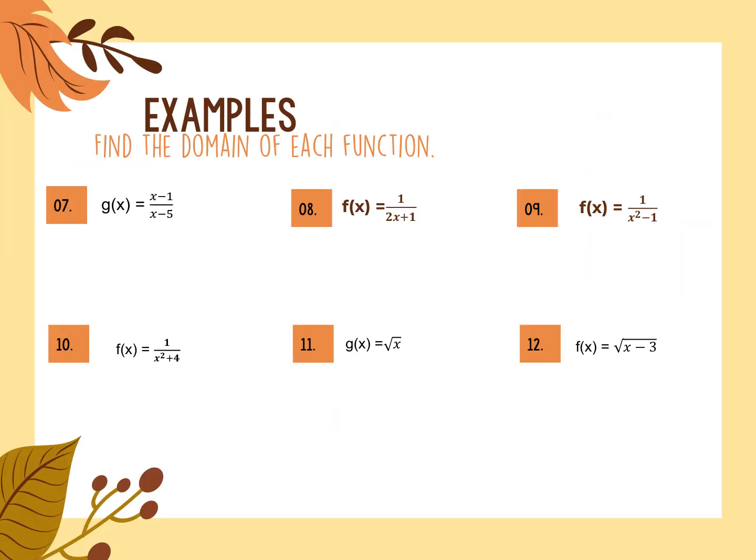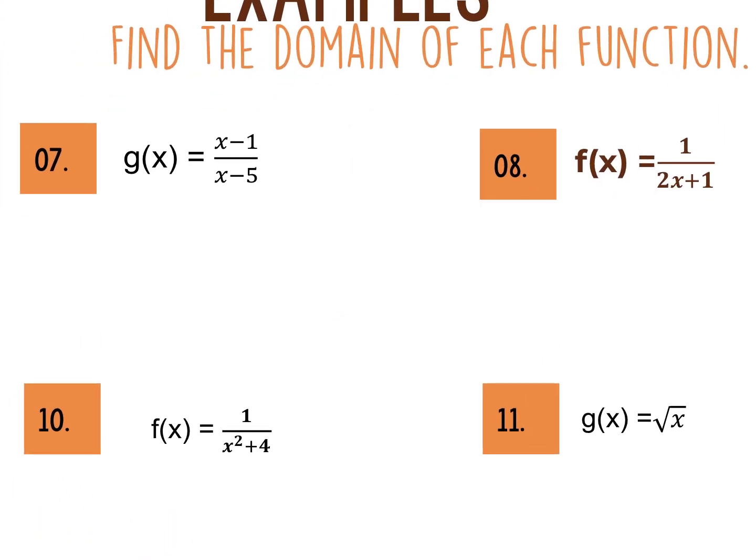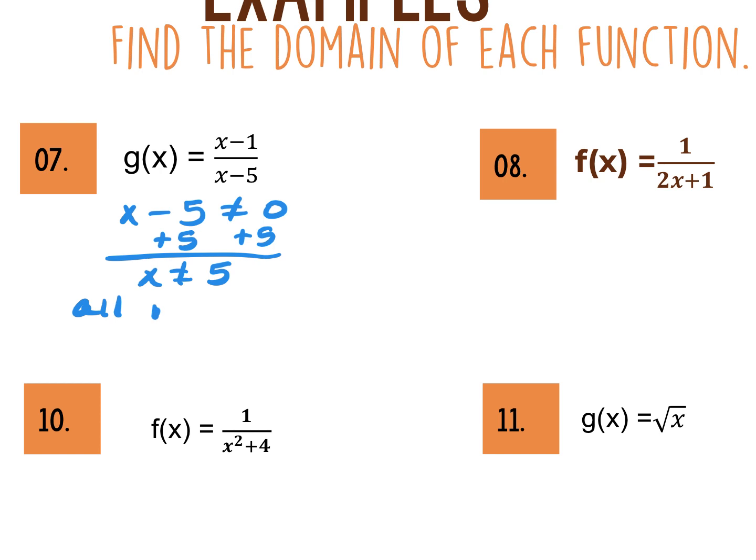Here we're going to go ahead and notice we've got a fraction again. So what we have to do is take that denominator, set it not equal to 0, because we need to figure out what x cannot equal. And x cannot equal positive 5. So again, it's going to be all real numbers except when x equals 5. So x cannot equal 5.